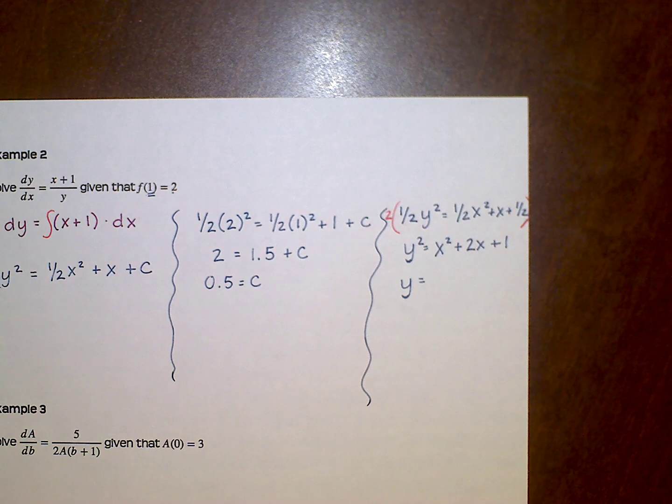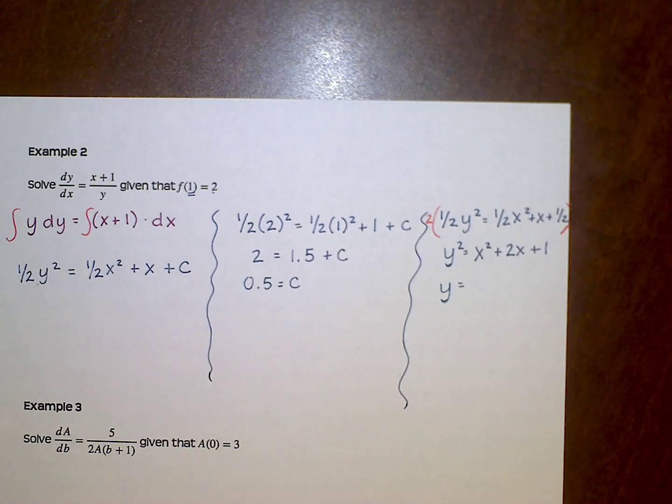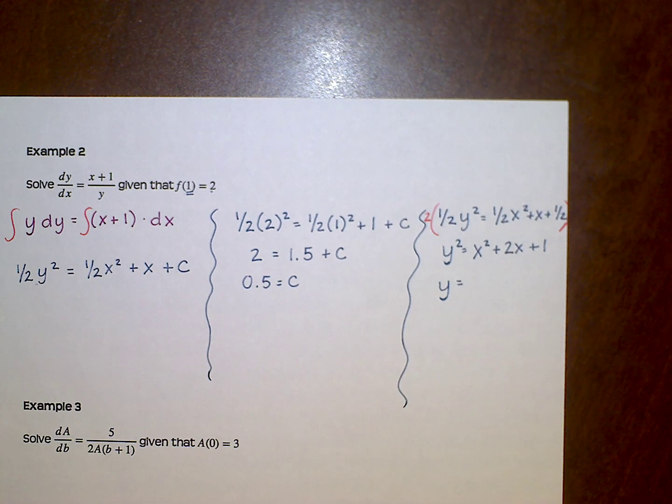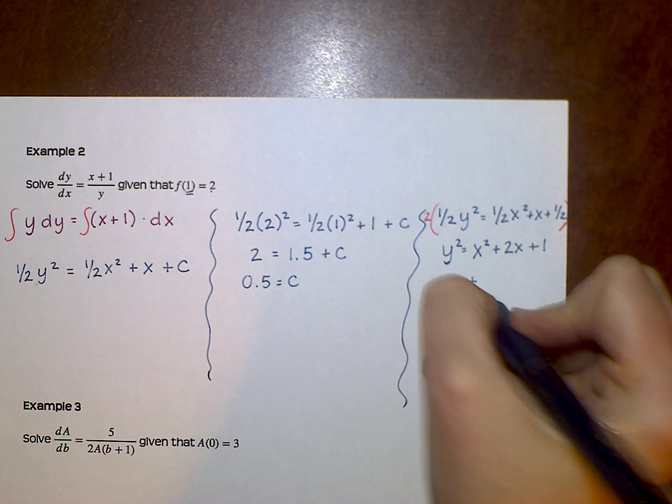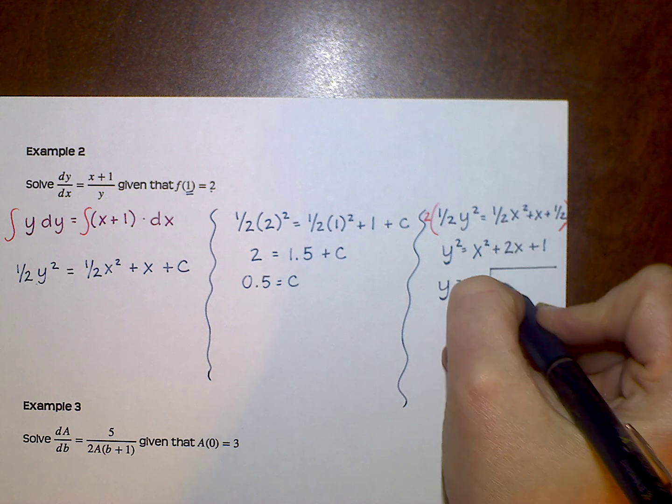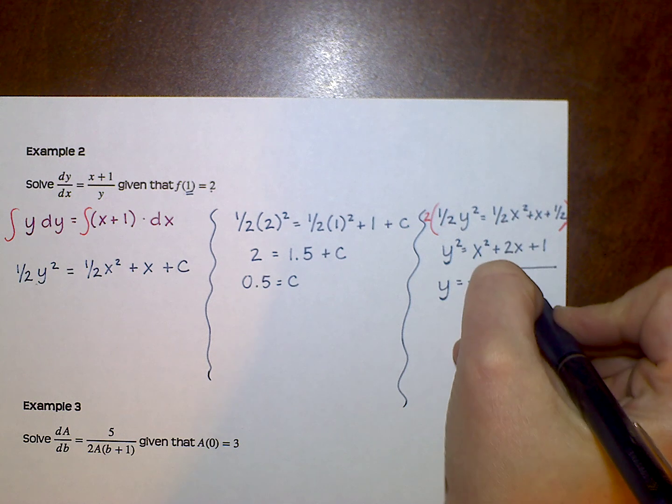Now, there's something we have to be careful of with our square roots. Remember, when you're solving equations and you take a square root, there can be a plus or a minus. So I'm going to say plus or minus square root of x squared plus 2x plus 1.